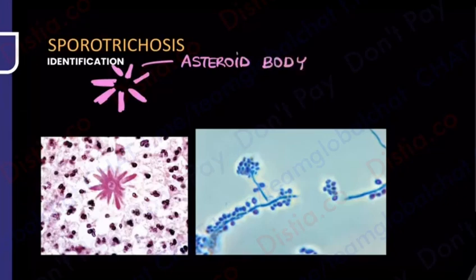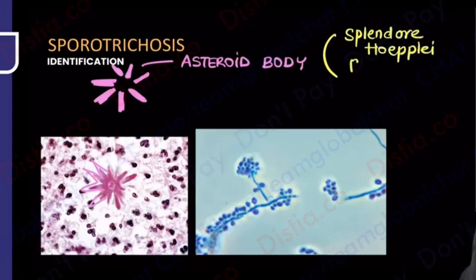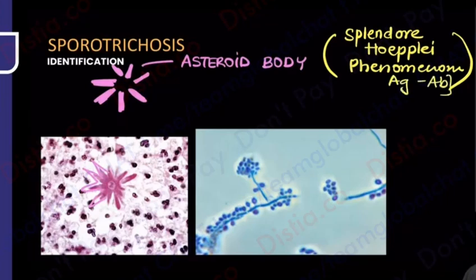You must be wondering, what are these pink lines that you're seeing over here? This is referred to as the Splendore-Hoeppli phenomenon. Where else have I taught you Splendore-Hoeppli? We had studied it in actinomyces, remember? And over there also I told you this was the famous antigen-antibody reaction. Quick recap: the Splendore-Hoeppli phenomenon is known with actinomyces, and also with sporotrichosis or Sporothrix schenckii.